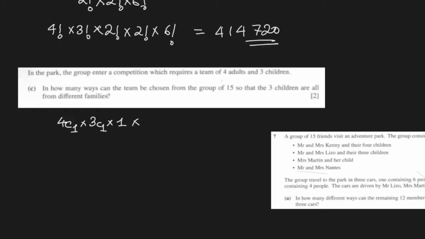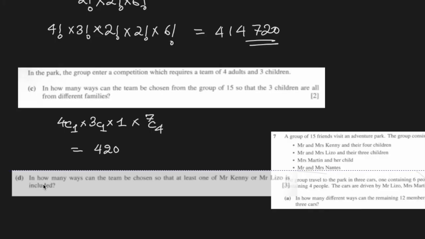Now, we need 4 adults out of how many adults? 1, 2, 3, 4, 5, 6, 7 adults. 7, and out of those we will select any 4, and this becomes our group of teams. So it will be 420. Let's go to the next one.